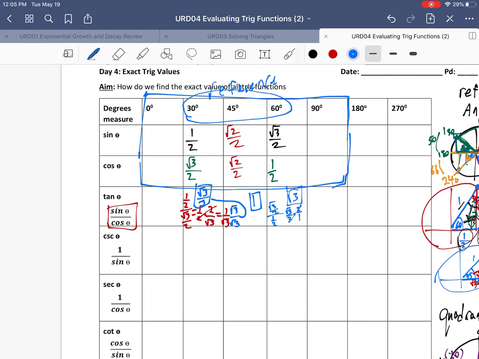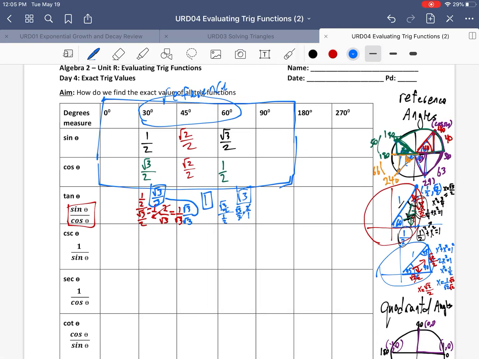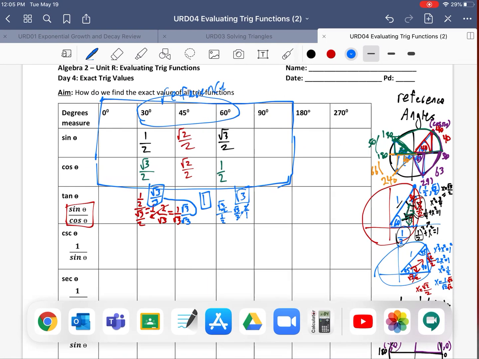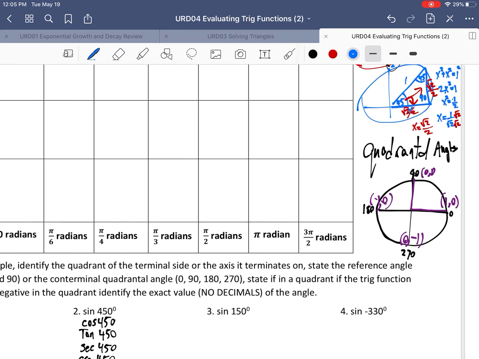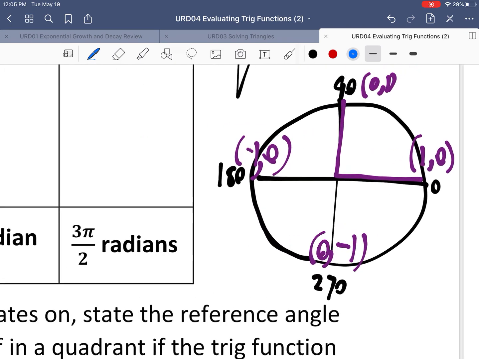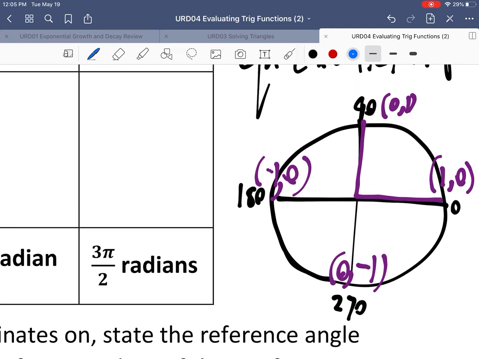Now we're going to talk about the quadrantal angles, and we'll talk about cosecant, secant, and cotangent when we do an example in a minute. For the quadrantal angles, those are angles that don't have reference angles. So they're the angles that you can't make a triangle with. So for instance, 0, 90, 180, and 270. You can't make a triangle if your endpoint is 0, because 0 is just a flat surface. So we're going to start with 0.